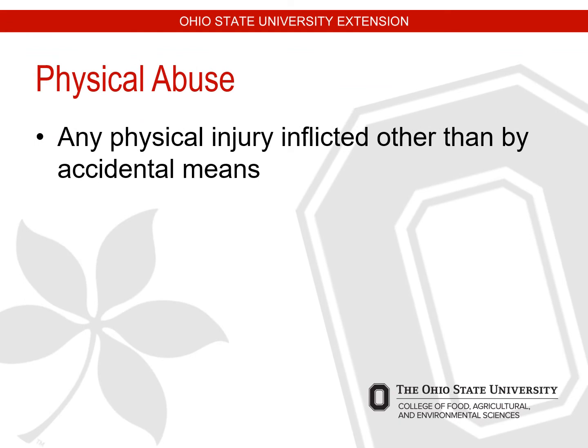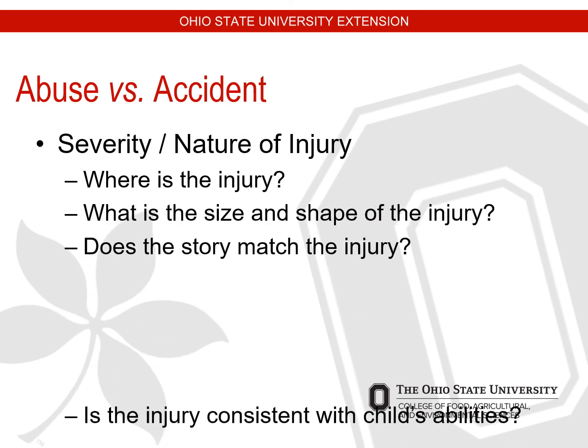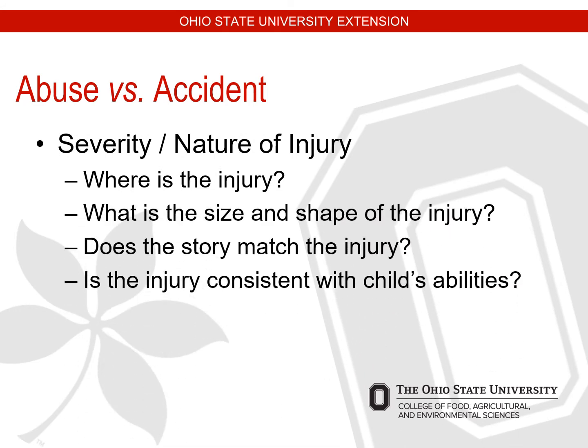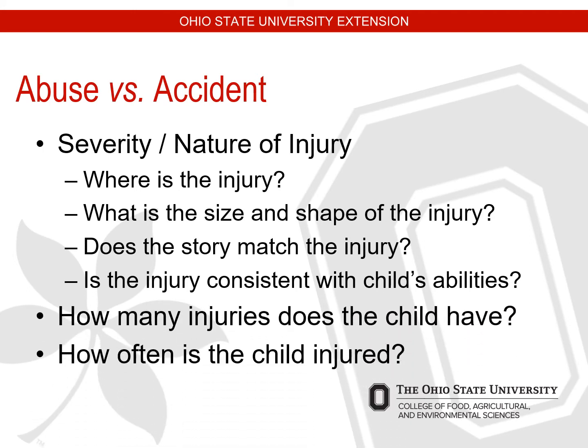Physical abuse is any physical injury inflicted other than by accidental means. We have to look at abuse versus was it truly an accident? And so we look at the severity and the nature of the injury. Where is the injury? What is the size and shape of the injury? Does the story match the injury? And is the injury consistent with the child's ability? How many injuries does the child have? And how often is that child injured?